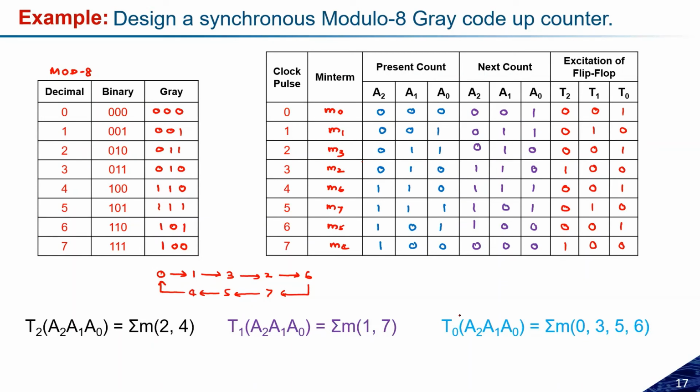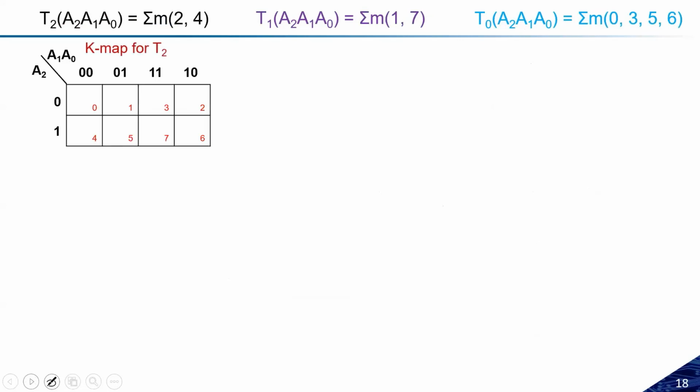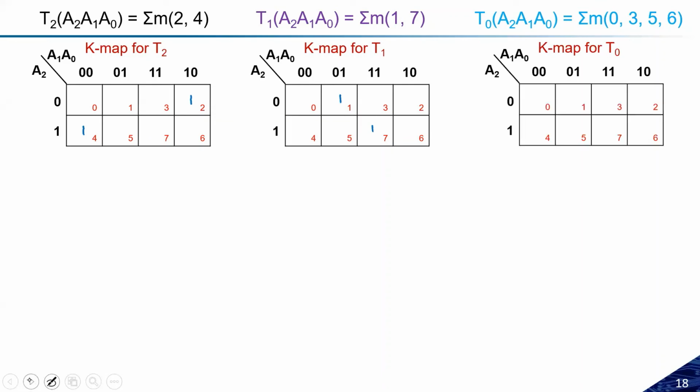Once we are ready with all these things, the next step is to simplify the K-map for T2, T1 and T0. So the simplification of the K-map is required. Okay, how to simplify it? Let us try to see. For T2, 2 and 4 will be there, so 2 and 4 is 1. And what about T1? For T1, 1 and 7 are there, and for T0, 0, 3, 5 and 6 are there.